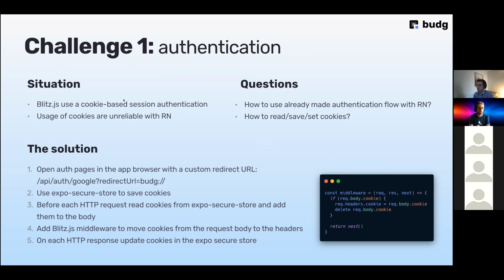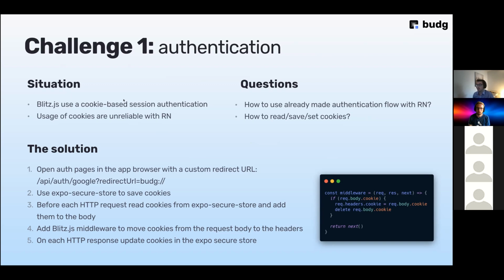So the solution I found is actually to open the auth pages, you know, /api/auth/google, Twitter, or whatever you implemented, in the in-app browser. I'm speaking of the in-app browser, not the user's default browser. It's like when you open a link on, for example, the Twitter native app, it's opening it in the in-app browser.